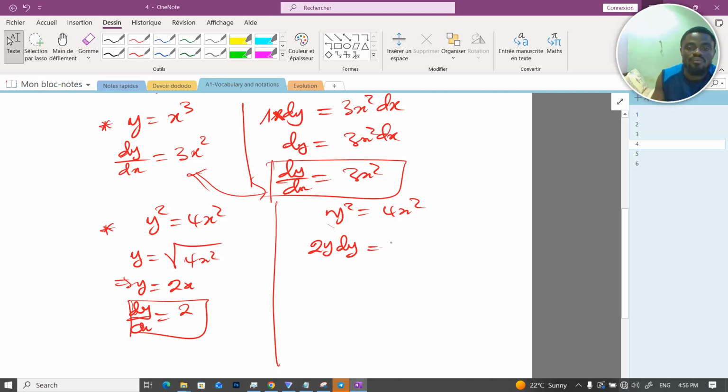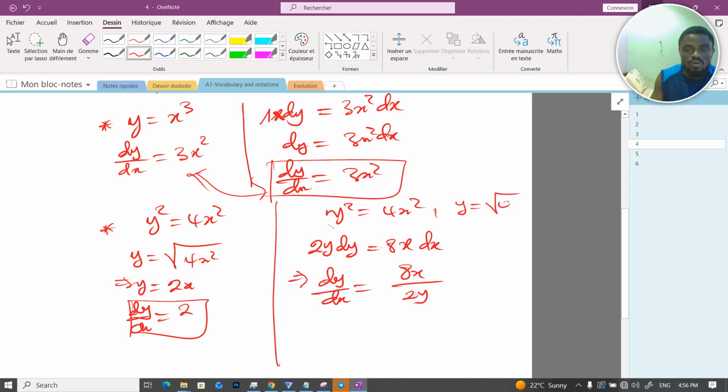When I differentiate 4x squared, I will have 8x. Since I differentiated this with respect to x, I simply write dx. So it implies dy dx will be equal to 8x over 2y. But what was y? Y here is simply equal to what?